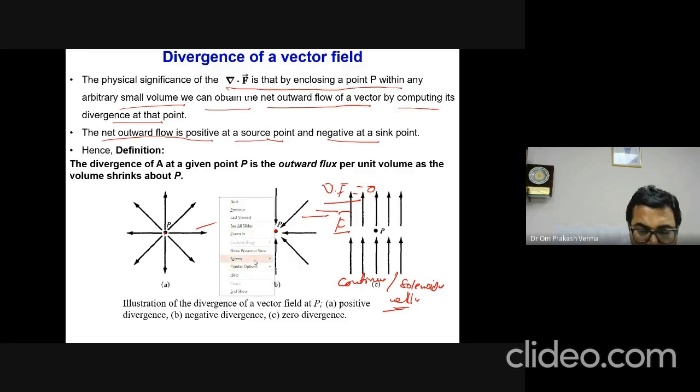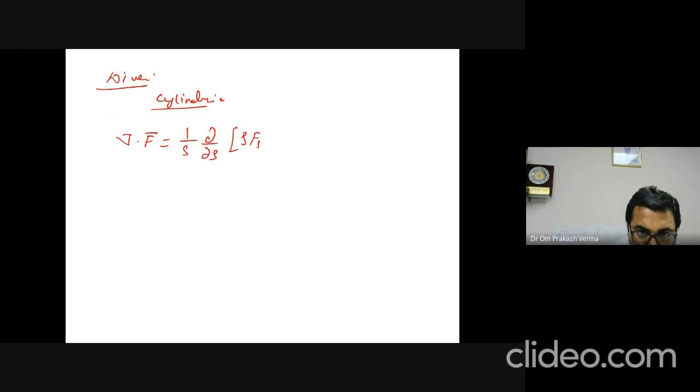Now you can also represent the divergence of a vector field using cylindrical and spherical coordinates. In the cylindrical coordinate system, you can represent this by 1 upon rho del of del rho, rho times F rho, plus 1 upon rho del of del phi, F phi, plus del of del z, F z. This is the case in the cylindrical coordinate.